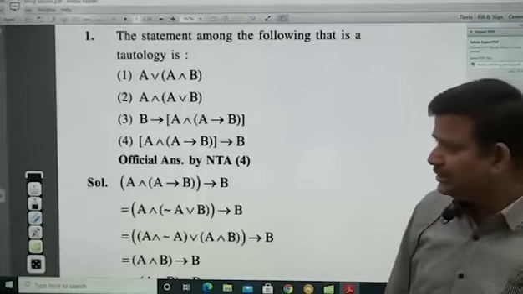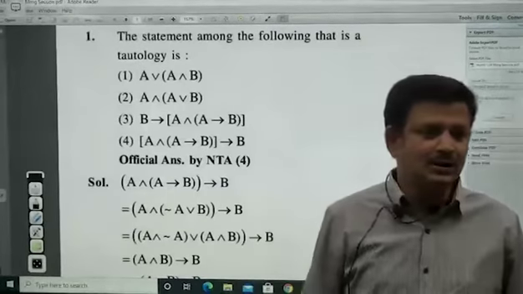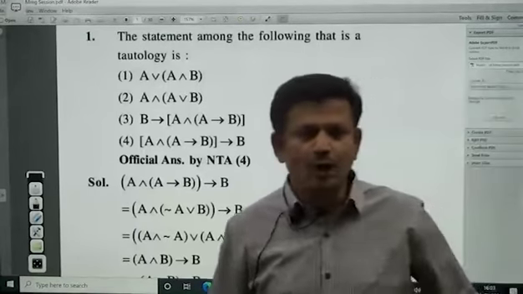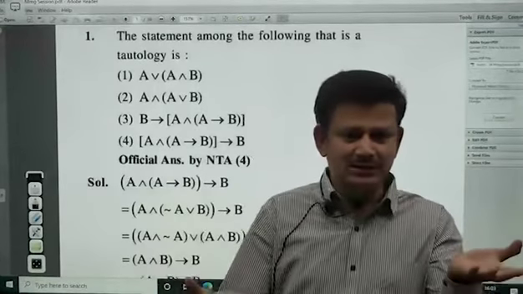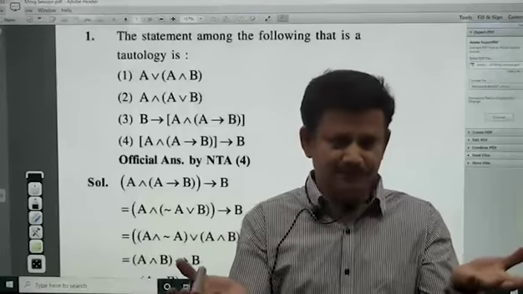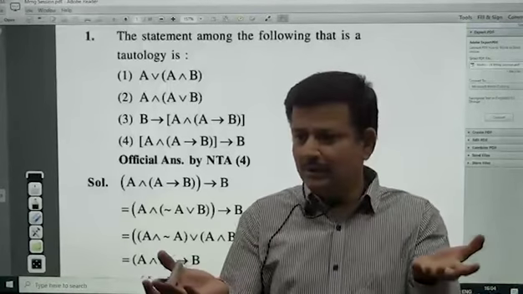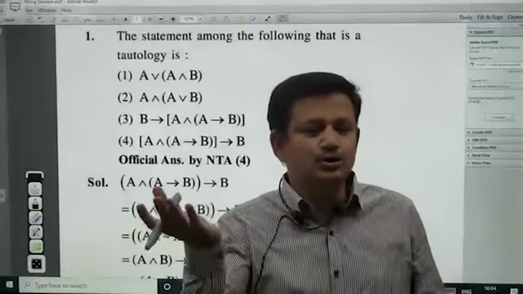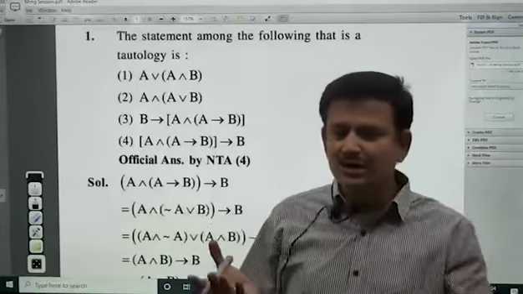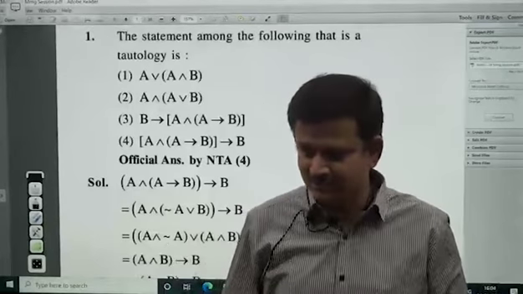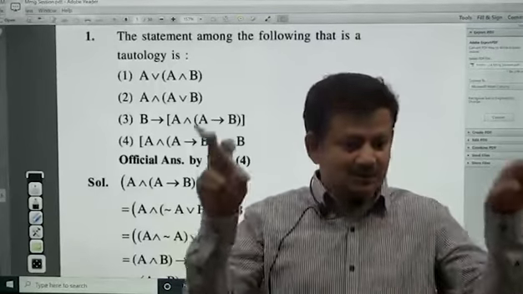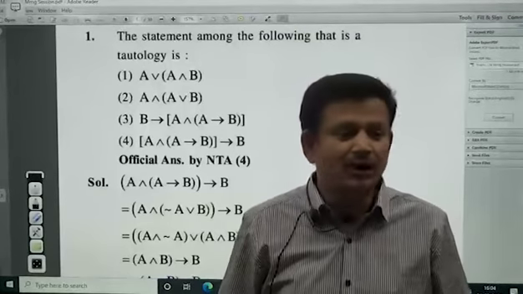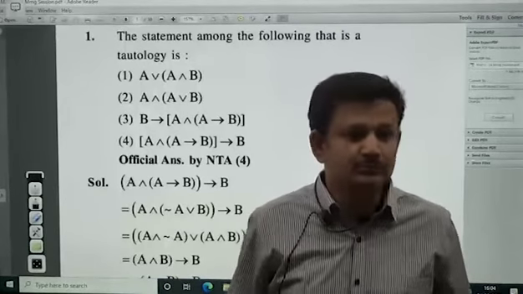Which of them is a tautology? Tautology means true. If you draw an analogy to statements, to your sets, OR, whatever we say in statements, is analogous to union in sets, and AND is analogous to intersection in sets. Tautology means complete sample space. If it is false, it should be a null set.